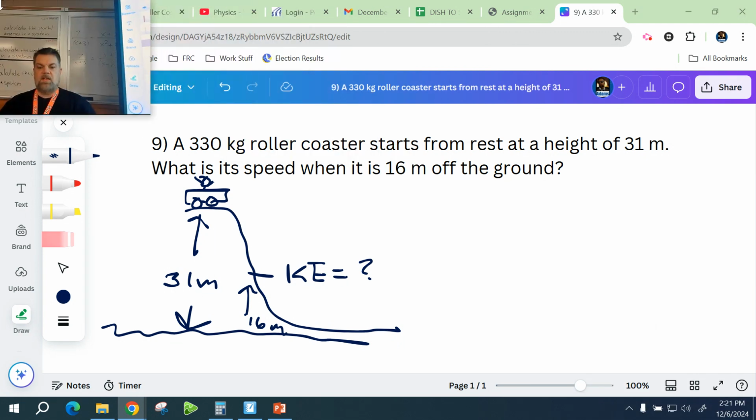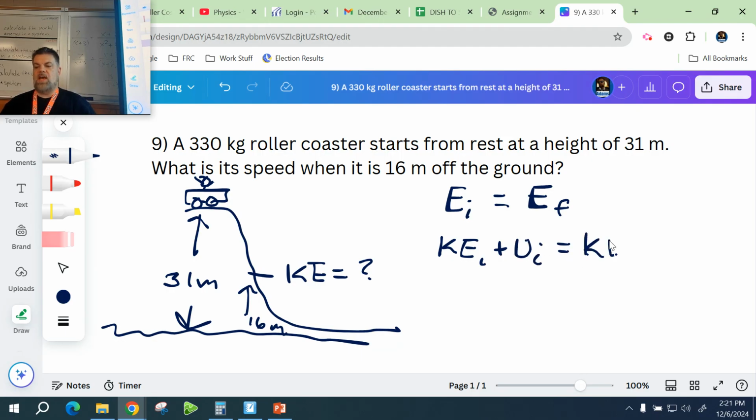So let me move my face out of the way. So the first thing we need to know is that the energy is conserved. So the initial energy, and I'm going to use the subscript I for initial, has got to be equal to the final energy. Does that make sense? So then we have a combination of kinetic energy initial plus potential energy initial should be equal to the kinetic energy, whatever that is, final, plus the potential energy, final, because it's conserved.